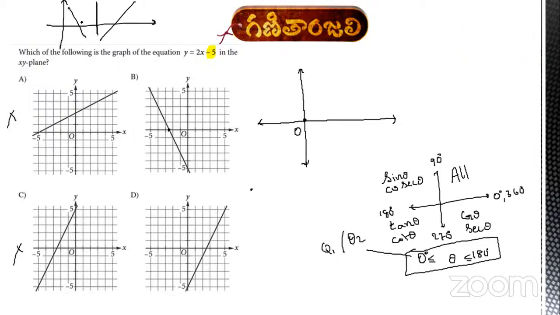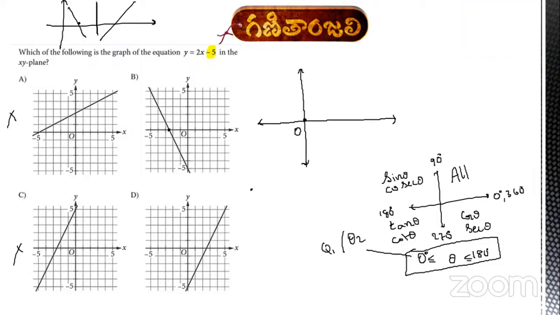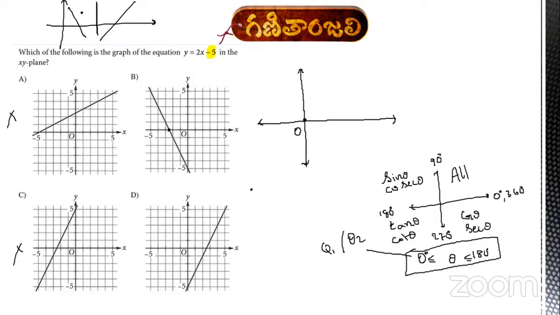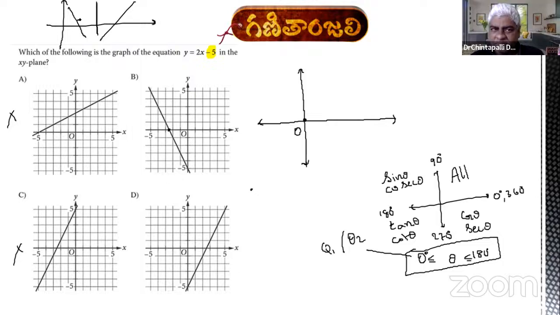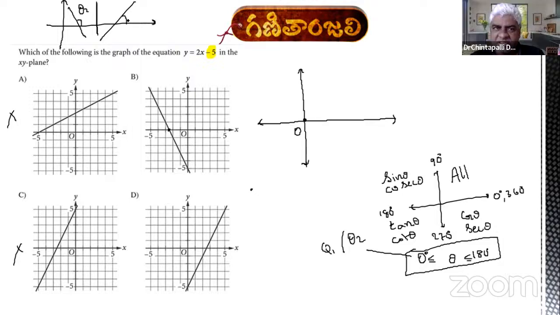If it leans towards the right side, it is an acute angle, that means less than 90 degrees. If it leans leftwards, it is more than 90 degrees. That means its inclination belongs to the second quadrant, in which tan is negative. This inclination belongs to the first quadrant, in which tan is positive.